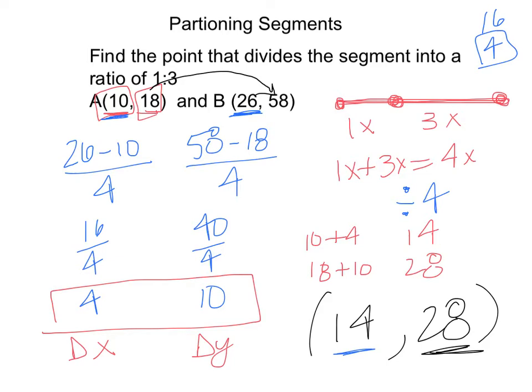I know this is a little confusing, but try to find the differences between the x's and divide by the total segment, which in this case is 4x. And then apply that change into your new coordinates. Let's take a look at the next example.